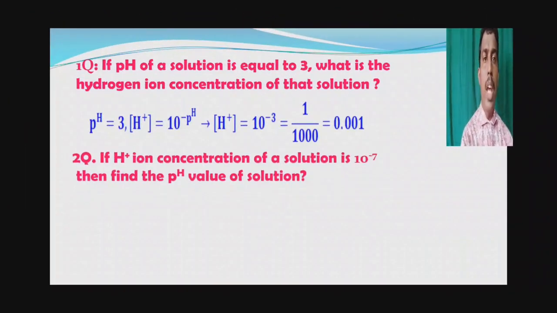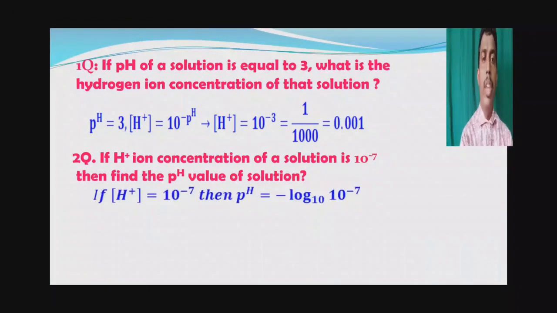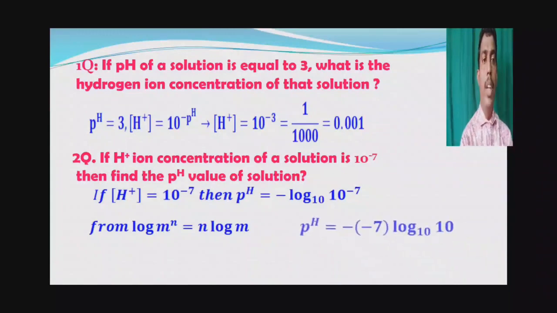If the H plus ion concentration of a solution is 10 power minus 7, then find the pH value of the solution. Here H plus ion concentration 10 power minus 7 is given. For pH, the formula is minus log H plus ion concentration. Here H plus ion concentration is 10 power minus 7, and the base is 10. From the rule log m power n is equal to n log m, this is the formula.